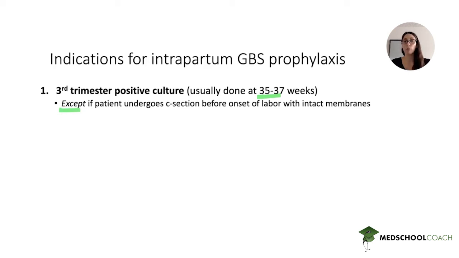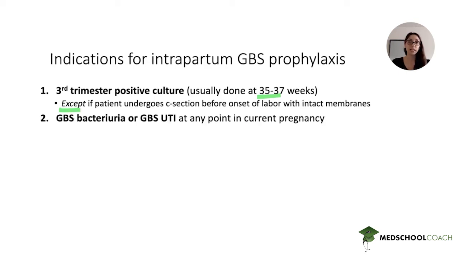The only exception to that I should mention is if the patient is going to have a C-section before the onset of labor when she still has intact membranes, so there's been no leakage of fluid with potential transmission of the bacteria into the amniotic sac, potentially exposing the fetus to GBS bacteria. If the patient has a C-section before she goes into labor with intact membranes, you don't need to prophylax for GBS, but they'll probably get antibiotic prophylaxis intraoperatively as part of the surgical prophylaxis. They just don't need GBS prophylaxis in this specific scenario.